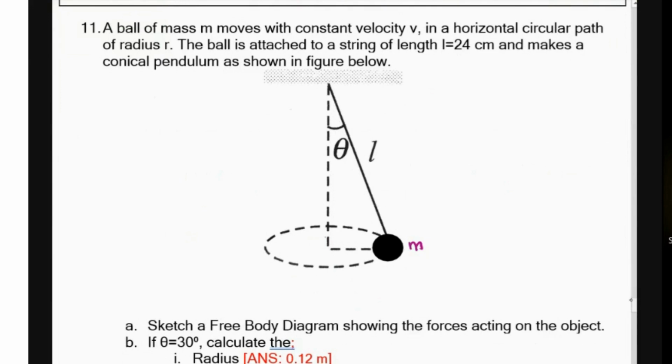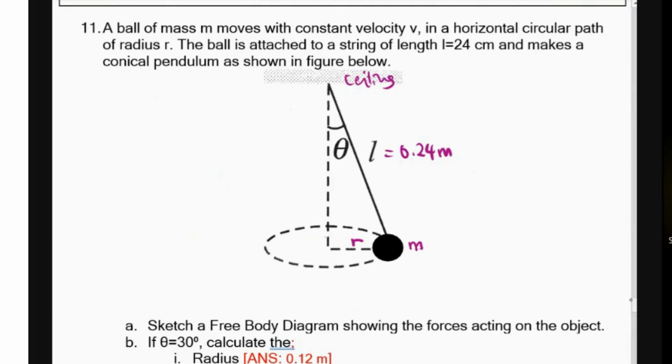So this is the case with the horizontal circle. This horizontal circle has radius r. The ball is attached to a string of length L, 24 centimeters. So this is the length from the ball to the ceiling. So L is 24 cm, 0.24 meter, and it makes a conical pendulum as shown.